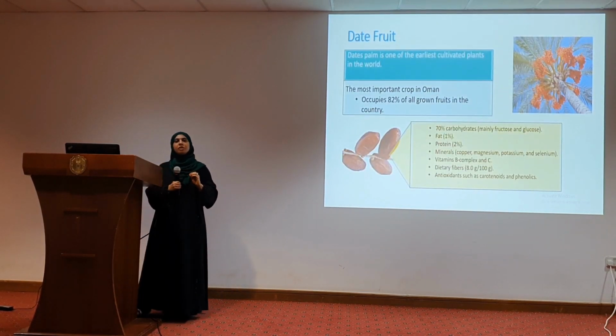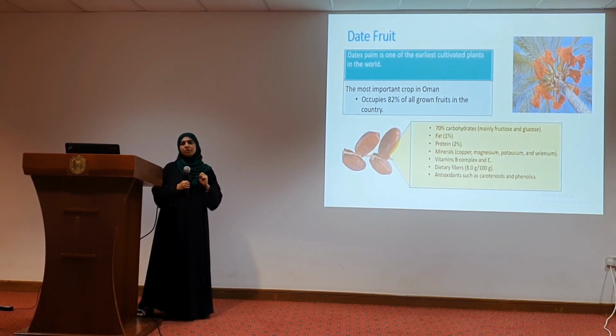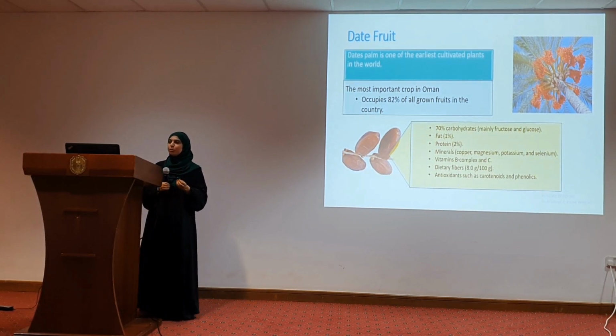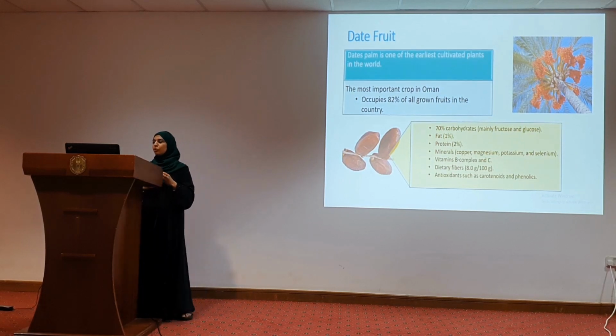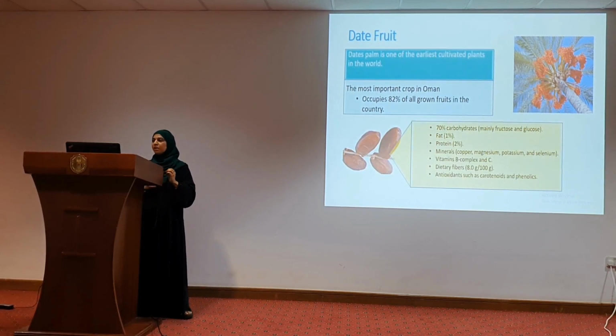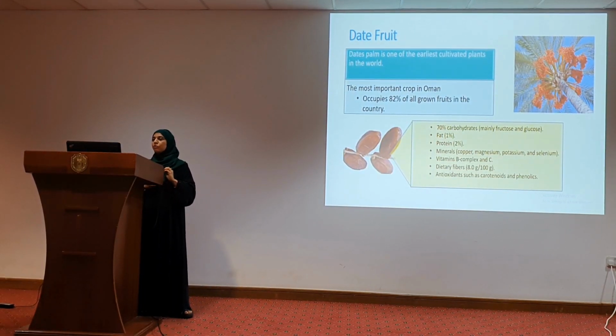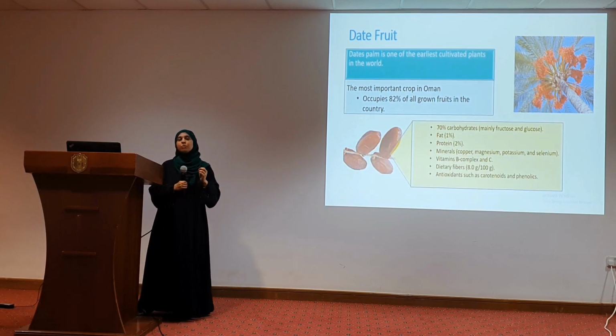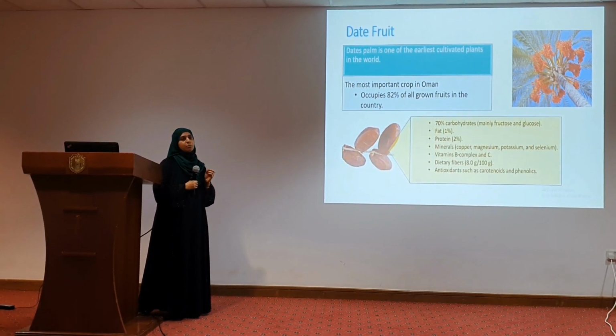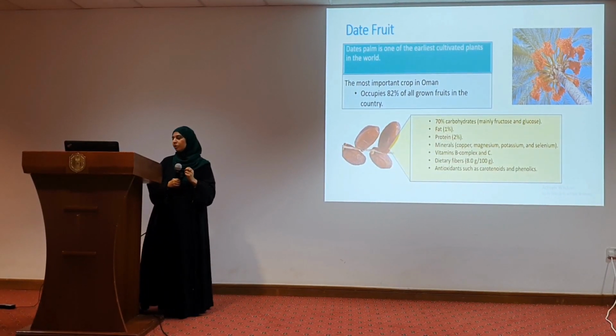Date vinegar is usually produced from date fruit, and in Oman the date fruit, as you know, is a very, very important crop, utilizing a large area that's grown in Oman. The date contains lots of constituents, especially carbohydrates, proteins, minerals, vitamins, antioxidants, and fibers. For the production of this product, what is important is the presence of carbohydrates.